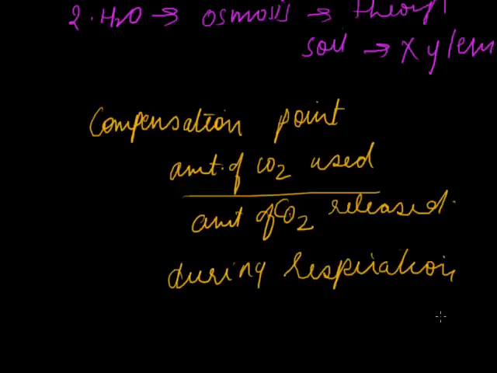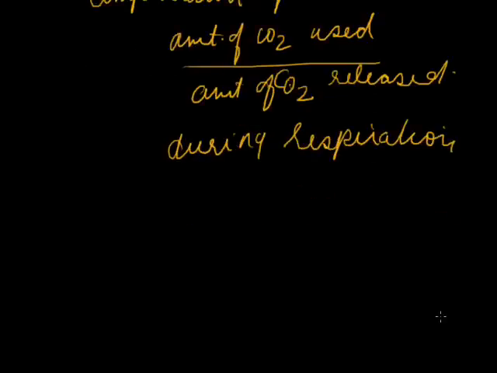So compensation point occurs at low light intensity, that is during morning and evening hours. So when the amount of carbon dioxide used is equal to the amount of carbon dioxide released, that is called a compensation point, and it occurs at very low light intensity.